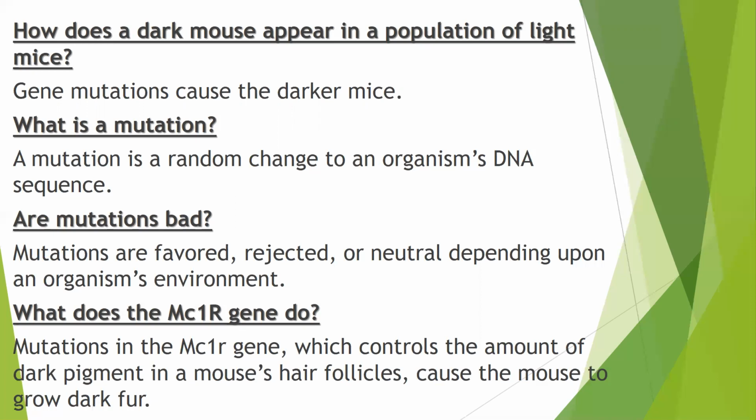In every generation, there are new mutations. Are mutations bad? It just depends. Remember, whether it helps or hurts the organism in that environment. What does the MC1R gene do? When there are mutations in this particular gene, it controls the pigmentation that the mouse's hair follicle produces. So with it being that sandy color, with this slight mutation, the shape of the protein is slightly different, the light that it reflects is different, and then it appears dark brown.